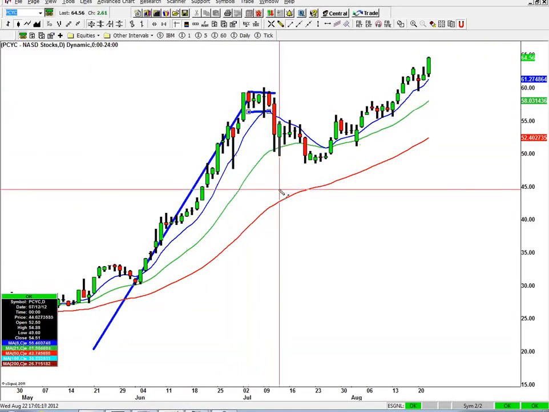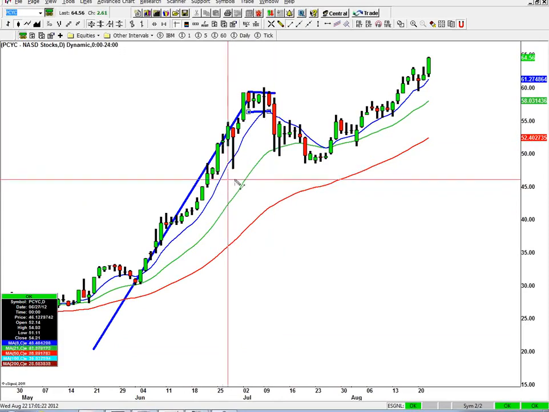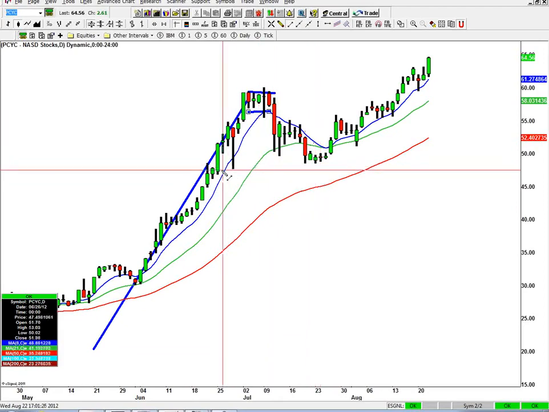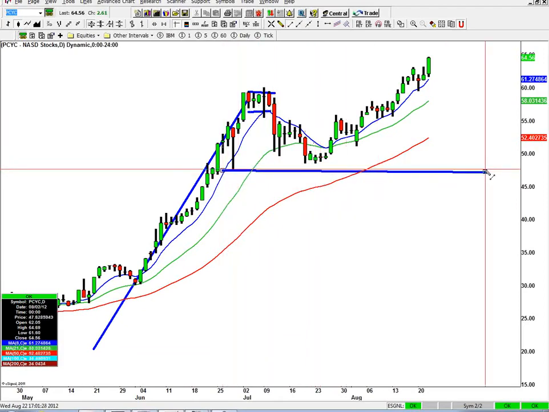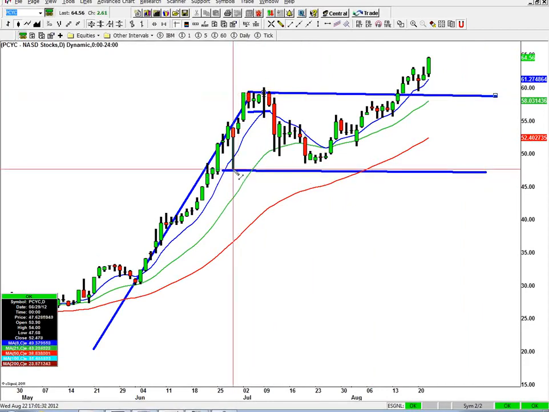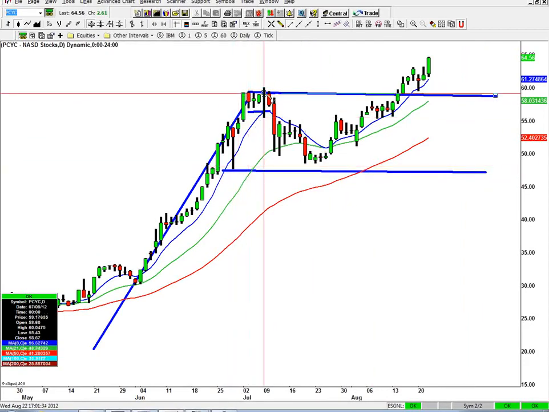Okay, so what do you have to do? You have to look at the chart and see what it's doing overall. And what does it do? It comes right down to this area where 1, 2, 3, 4 times it tries to break and can't. So guess what, gang? That becomes your new bull flag area. So now you have a move from 47.68 to 60.